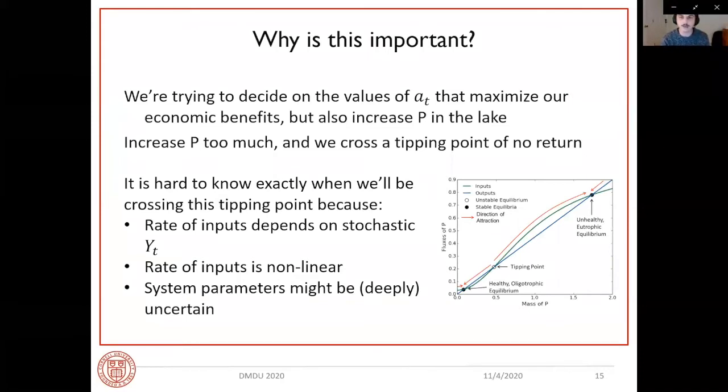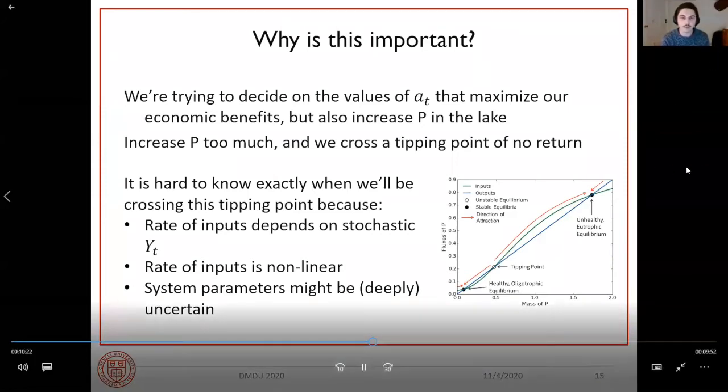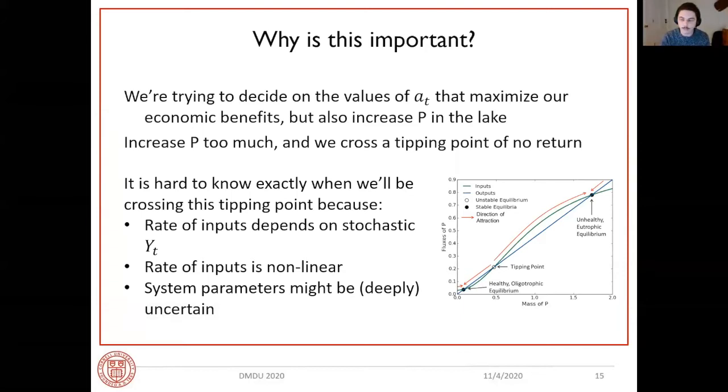We might not have a lot of data to understand what is the value that governs the phosphorus removal in the lake? What is the value that governs the recycling rate? How does the rate of natural inputs vary? What are the moments of that distribution? So that can make this quite a challenging problem.